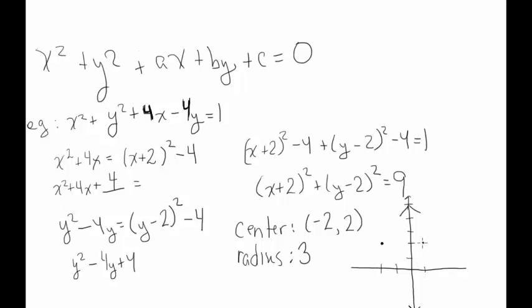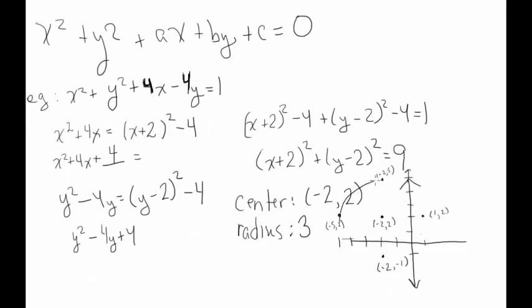So go out here, 3 that way, 3 more this way, and I need 3 down. So our center is (-2, 2), and we hit the points (1, 2), (-2, 5), (-5, 2), and (-2, -1). Then we do our best to draw a circle that connects those 4 points.